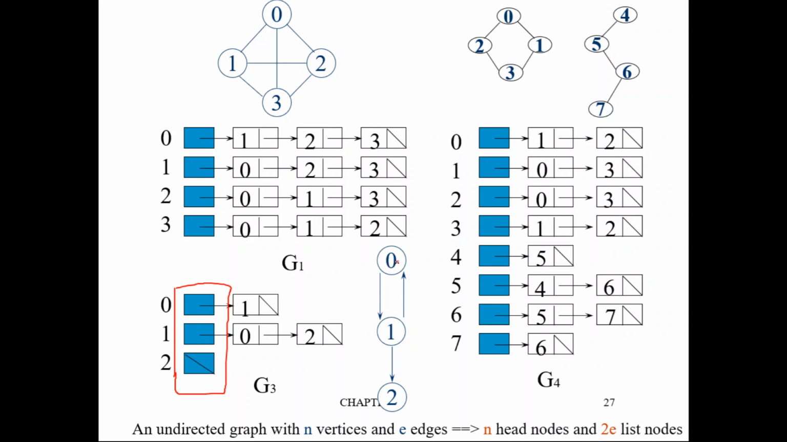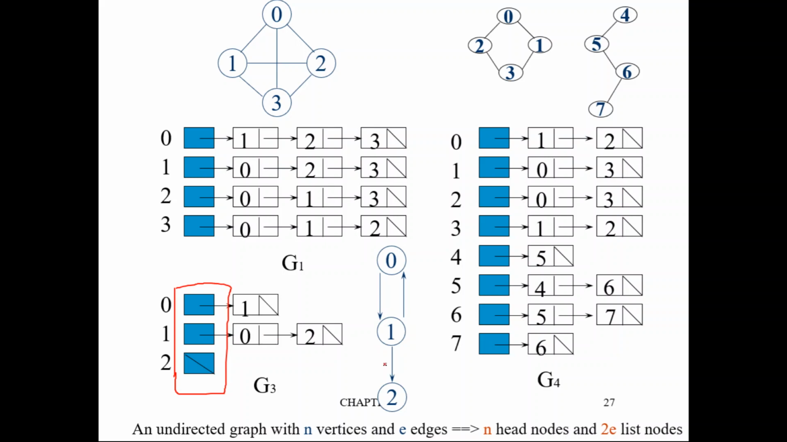For 1, we have 1 to 0 and also 1 to 2. So 1 to 0 and then another pointer to 2. After that there is nothing, because we have 1 to 0 and 1 to 2. The 1 to 2 link we are representing only through this pointer, because we don't have extra pointers here. So we are utilizing the pointer of the previous node.